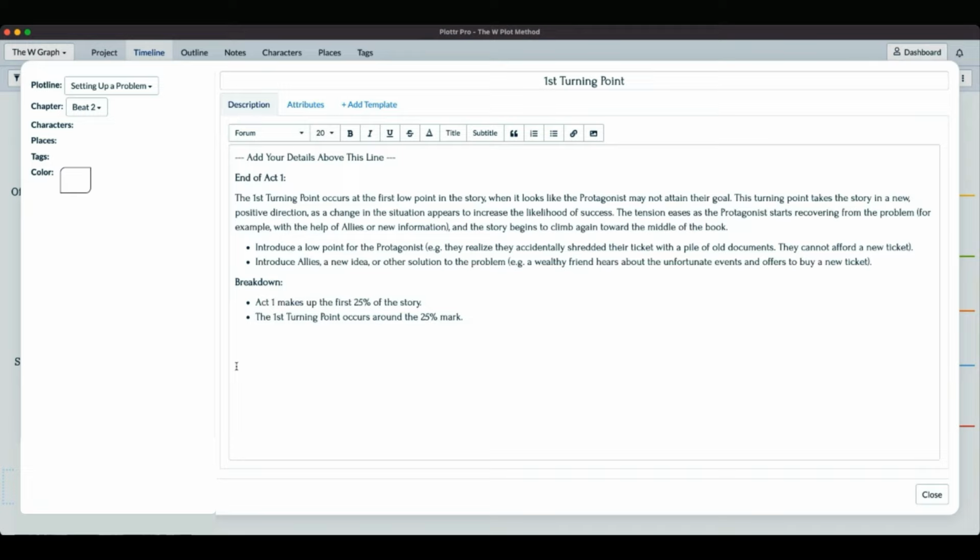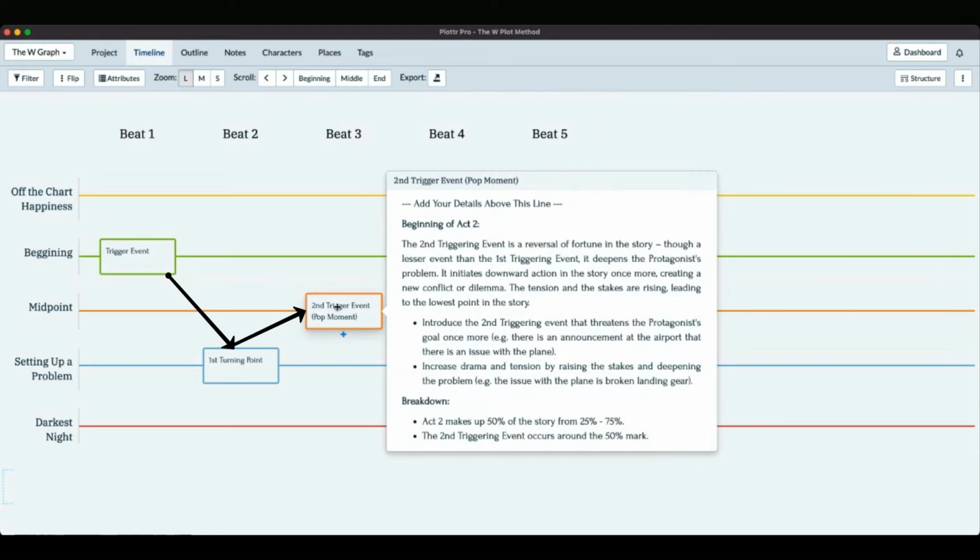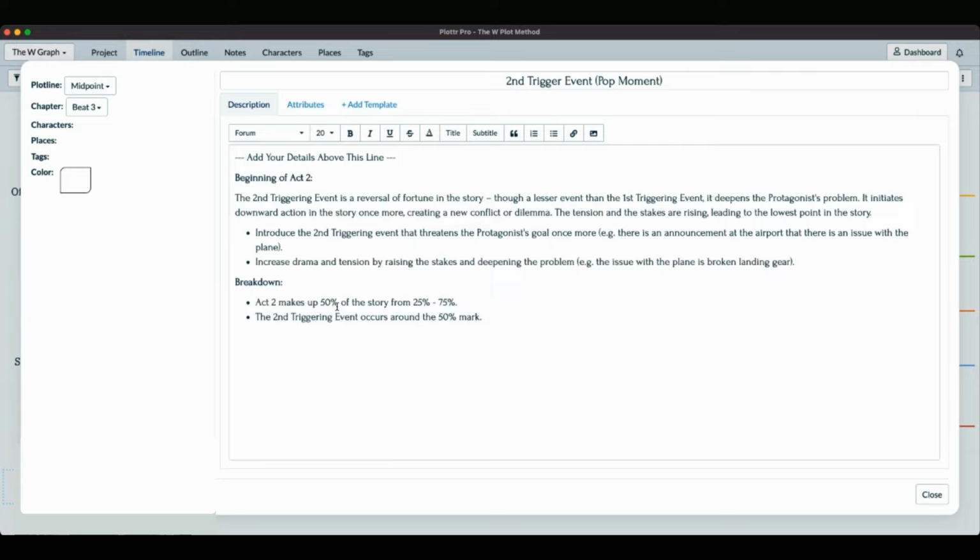Okay, this is the next upward leg of the W. The point that we're headed towards is the midpoint of the story, which is also called the second trigger event. This second trigger event can also be called the pop moment. Sometimes that's what it's called in the film industry. It means that, boom, all of a sudden the balloon has been filling up to this point and suddenly it is popped like with a pin.